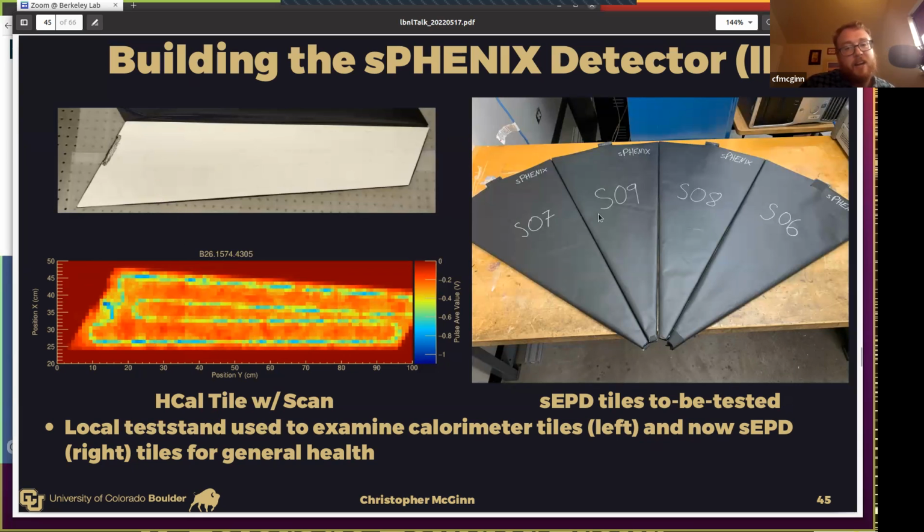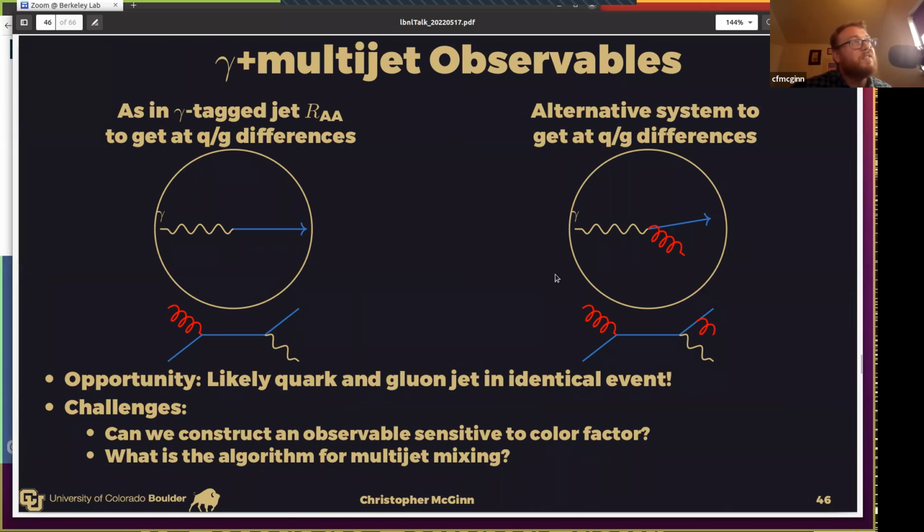On the right-hand side, recently sPHENIX added an event plane detector, a forward event plane detector, which will help us in determining the event plane of given lead-lead events. Or sorry, I keep saying lead-lead because of the LHC; gold-gold at RHIC. These tiles are being tested using a very similar LED scan, like so, for the SEPD. This is another one of our many responsibilities at the University of Colorado. So that's building the sPHENIX detector.